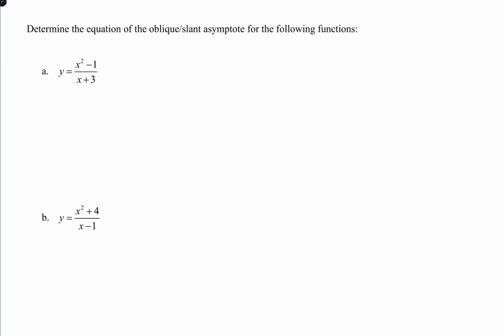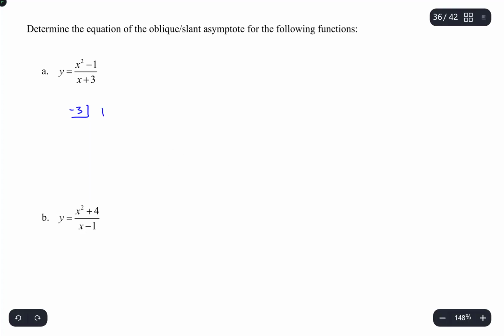And the result should look like something of the form of a polynomial plus some quotient or remainder over the original divisor, something of this form. Now the nice thing is the denominator is of the form such that we can use synthetic division. So if I take the factor x plus 3 and change it into a 0, divide it into the quadratic in the numerator, so x squared plus 0x minus 1.